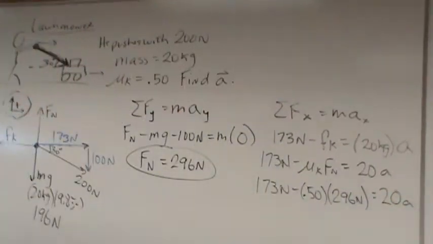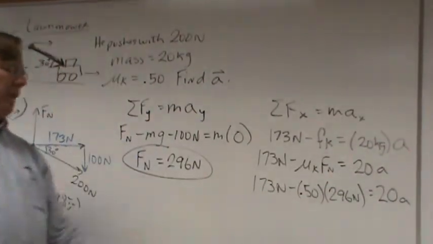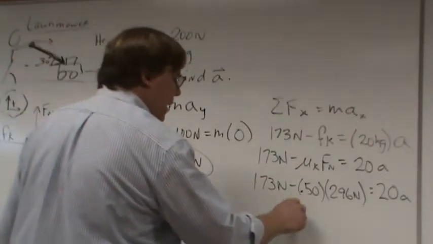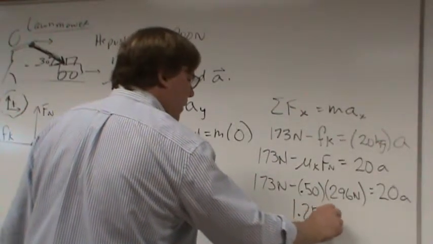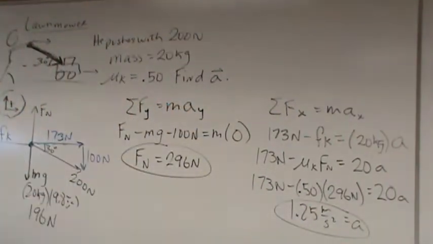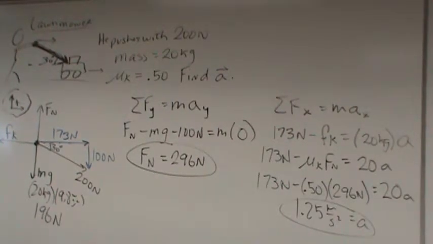Right? And then 0.5 times 296 is 148. 148 from 173 is 25. 25 over 20 is 5 over 4, which is 1.25. And I get 1.25 meters per second squared equals my acceleration. You guys okay with that? Any questions or issues before I give you one to do?